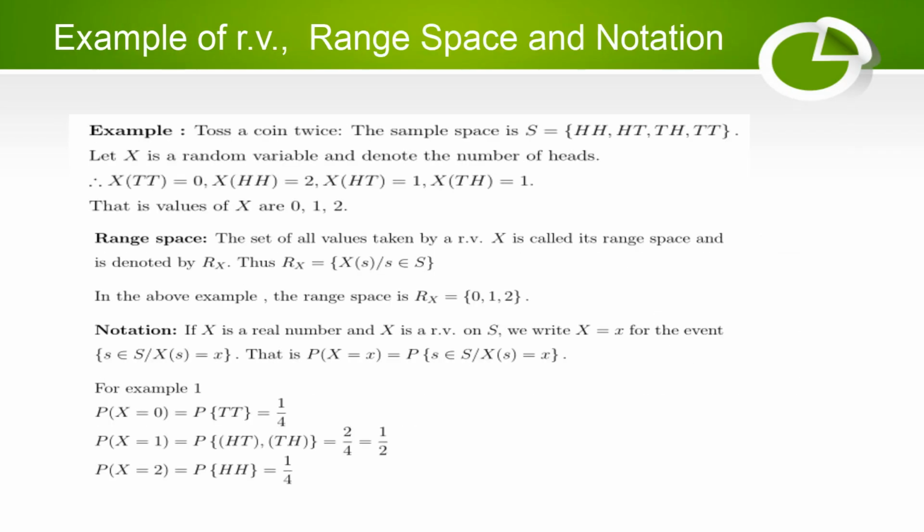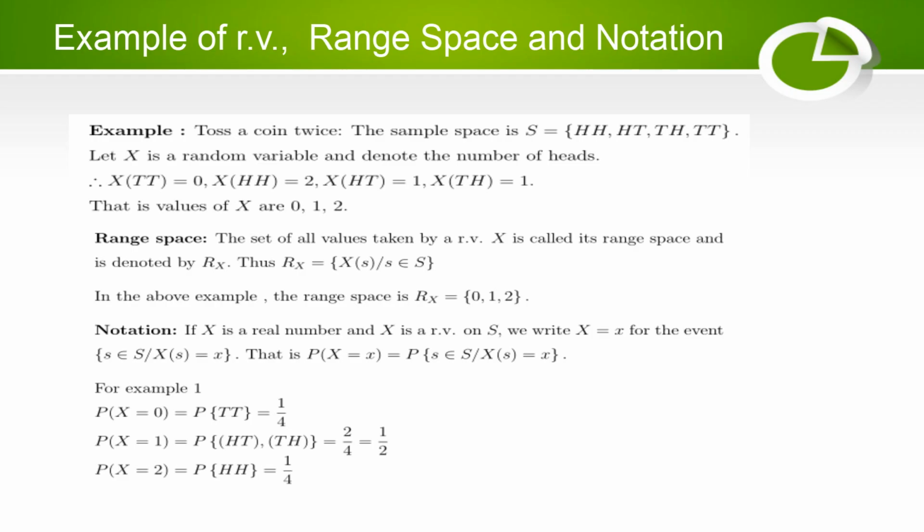Example of random variable: tossing a coin twice. The sample space is S equals {HH, HT, TH, TT}. Let X be a random variable denoting the number of heads. Therefore X(TT) equals 0, X(HH) equals 2, X(HT) equals 1, X(TH) equals 1. That is, X takes the values 0, 1, 2.